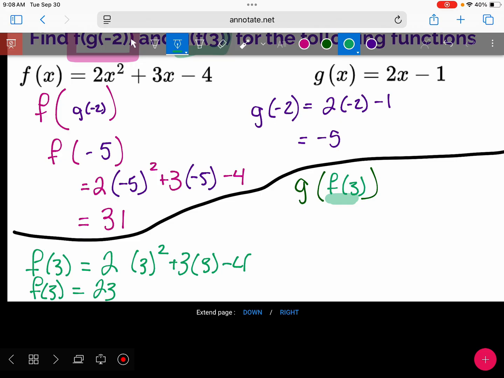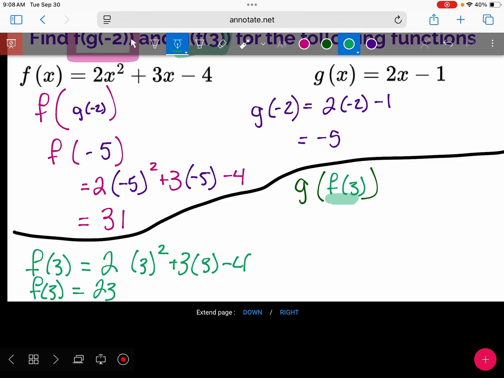Ooh, I got a what on this? So we're starting by taking the inside piece, our f of 3. Substituting 3 in place of x here. 2 times 3 squared, that'll be 9, so we've got 18. Plus 3 times 3, substituting that 3 in again. So plus another 9. We're up at 27. Minus 4, 23.